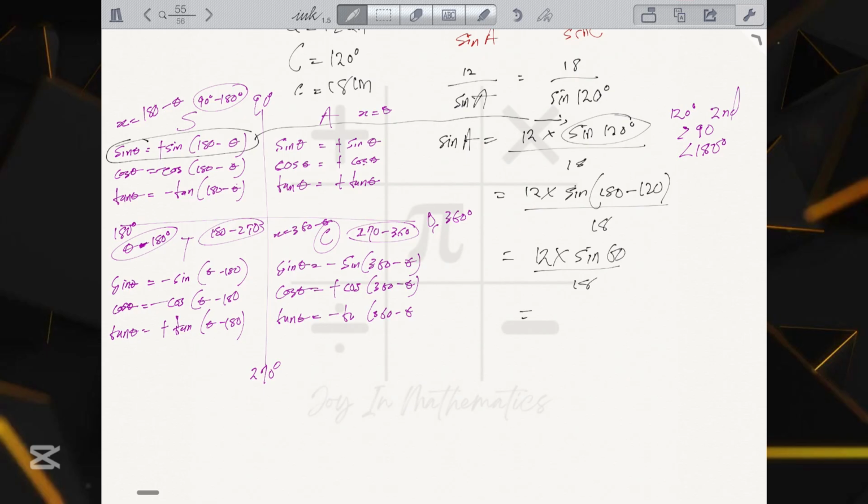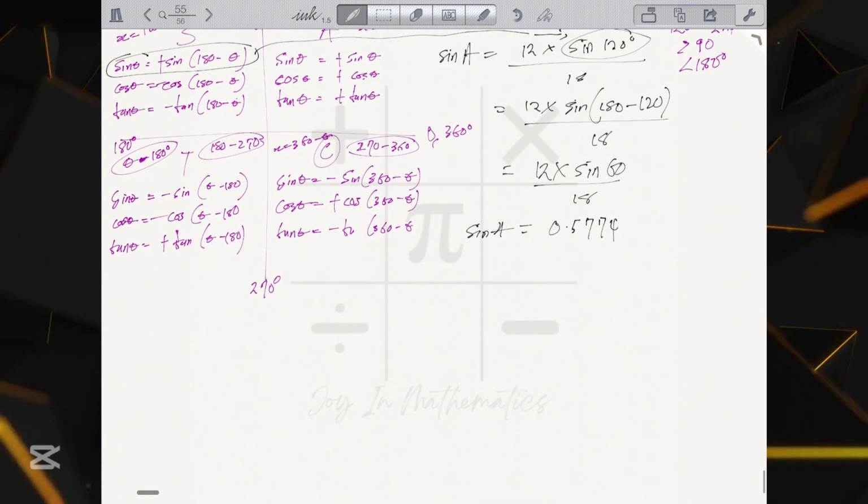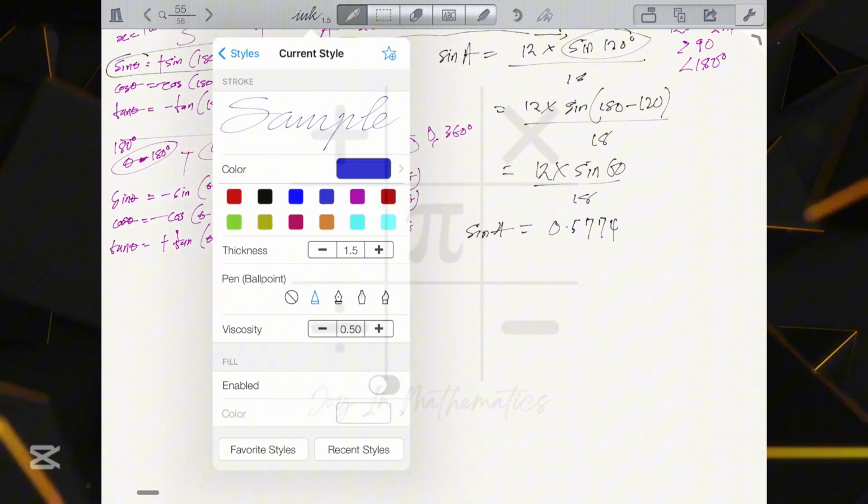Using our calculator for ease, 12 multiplied by sine 60 degrees divided by 18 gives us 0.5774, which is equal to sine A. Now, seeing this expression, 0.5774 is equal to sine A, what should pop up in your head? Again, what should pop up in your head?